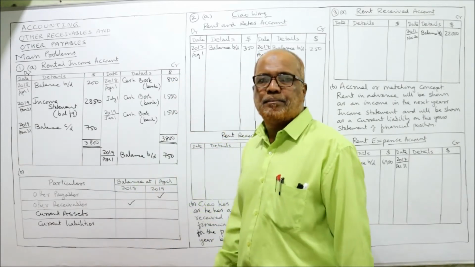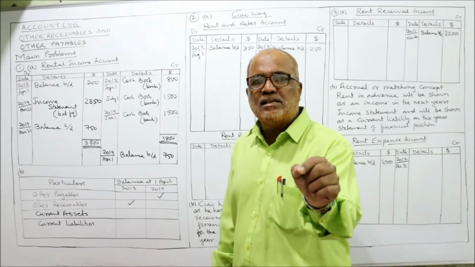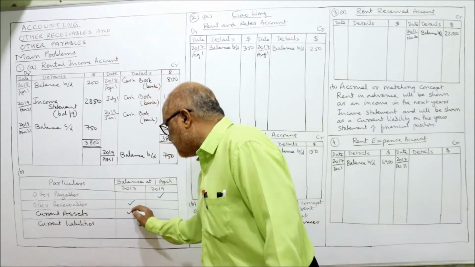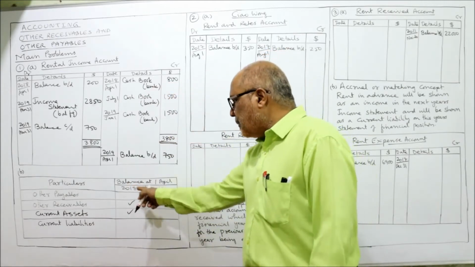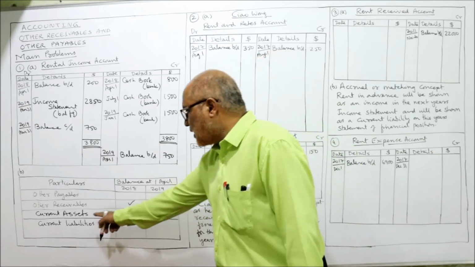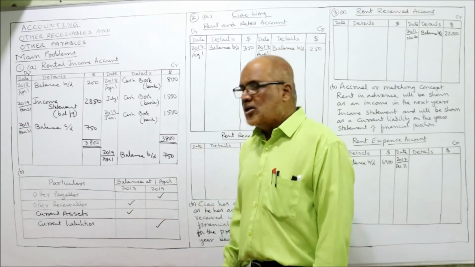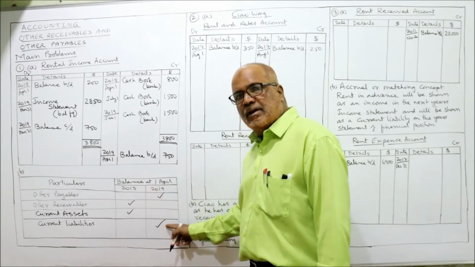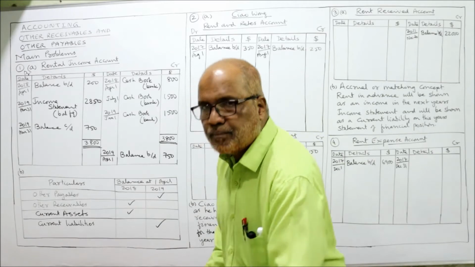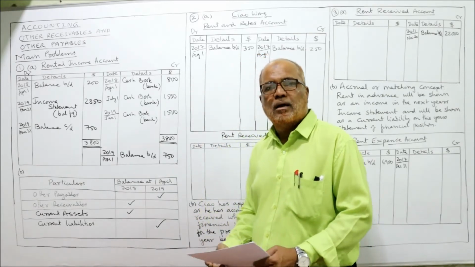Put a tick mark. Now other receivable is a current asset, so current asset, other receivable. And other payable is a current liability, so current liability, other payable, I am putting a mark here. That's it. So other payable is a liability, other receivable is an asset. That's all. This is the end of problem number 1.